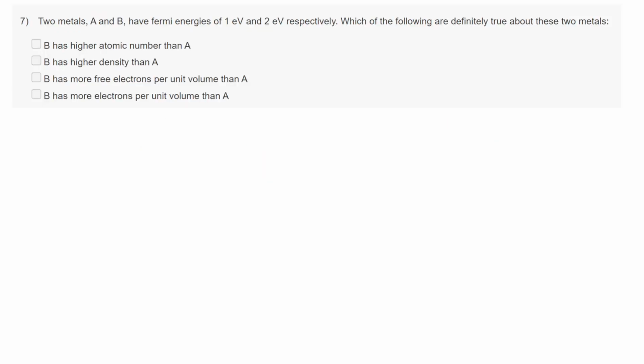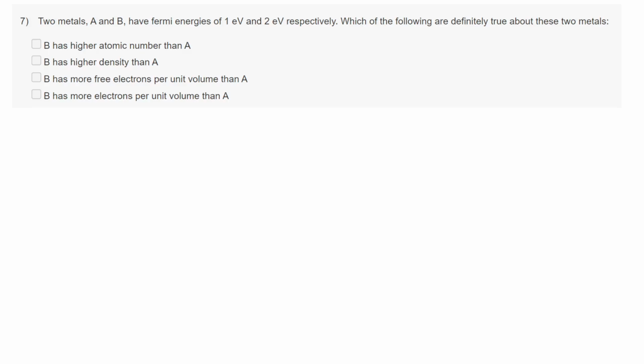Two metals A and B have Fermi energies 1 electron volt and 2 electron volt. Which of the following are definitely true about these two metals? So B has higher atomic number than A. See, here what we have to look at is how the electrons are distributed in the material.